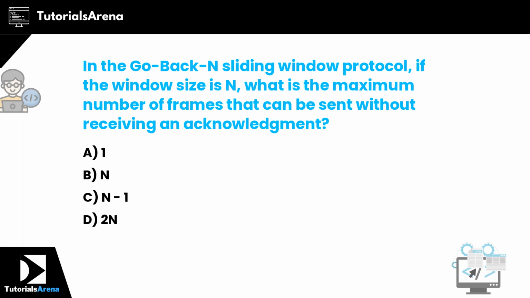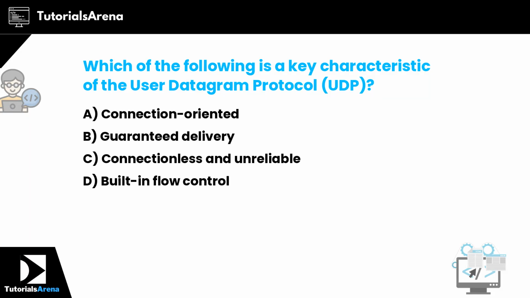In the go back N sliding window protocol, if the window size is N, what is the maximum number of frames that can be sent without receiving an acknowledgement? The correct answer is option B, N. Which of the following is a key characteristic of the User Datagram Protocol, UDP? The correct answer is option C, connectionless and unreliable.